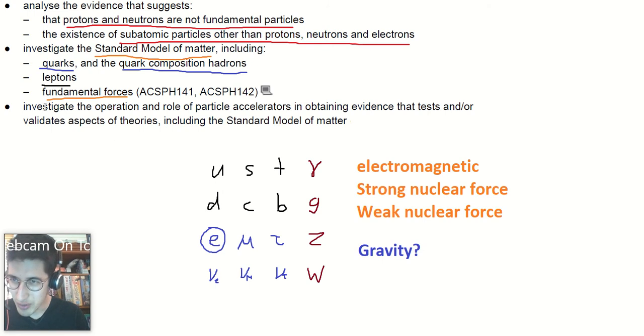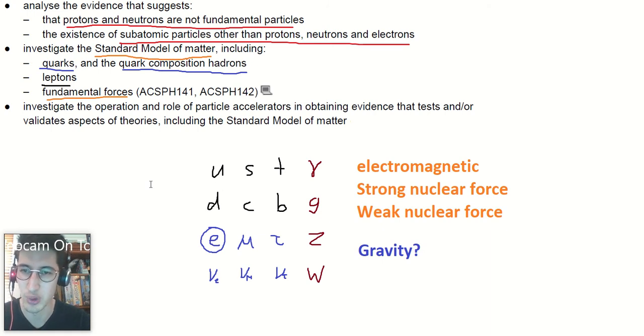Okay, and now we need to investigate the operation and role of particle accelerators, and there's one in particular I want to talk about, to test theories such as the standard model of matter. So the one I want to talk about is the Large Hadron Collider. A man named Peter Higgs is a theoretical physicist. He's still alive, and he looked at the standard model. He looked at these particles and fundamental forces, and he did a lot of theorizing to try and come up with an explanation of how objects can have mass.